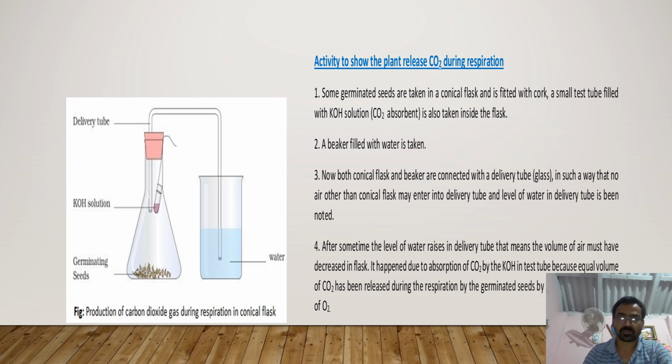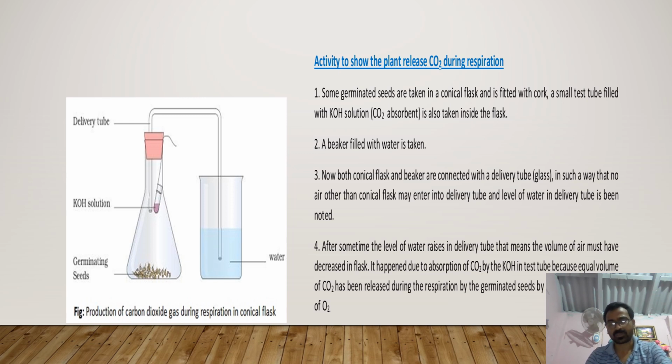Inside the flask we find a very small test tube which is filled with KOH solution. So in the figure we can understand the arrangement of the apparatus to demonstrate this experiment. What is the aim of the experiment? The aim of the experiment is to understand that carbon dioxide is released during the process of respiration. This time we will demonstrate it with the help of germinated seeds.